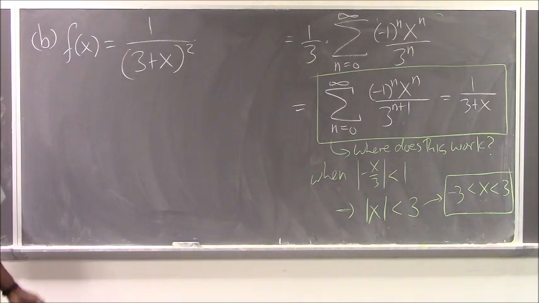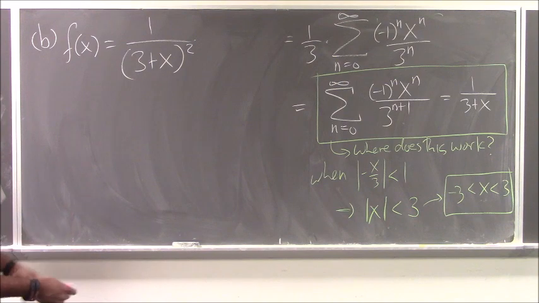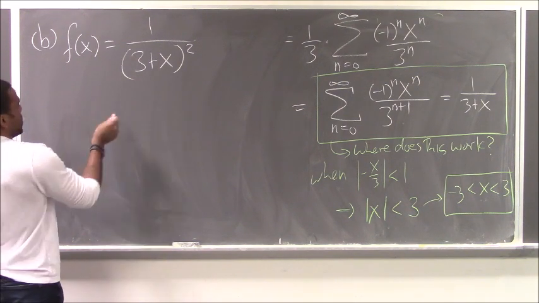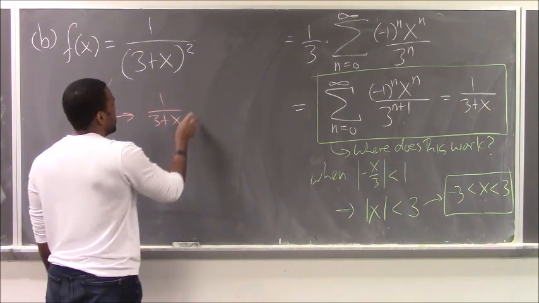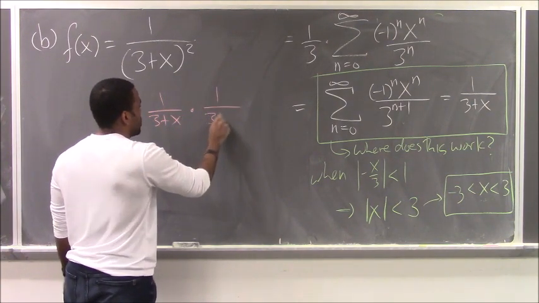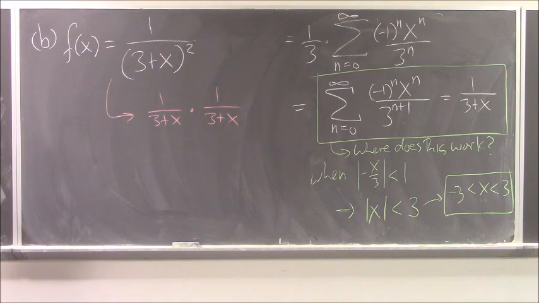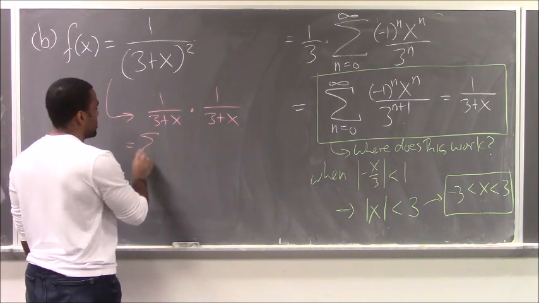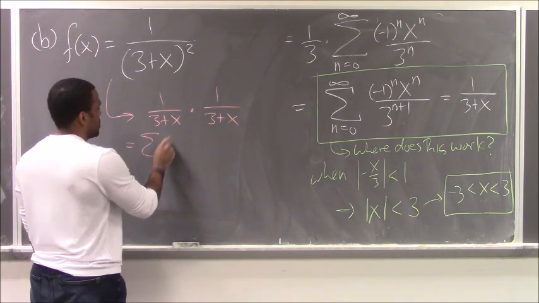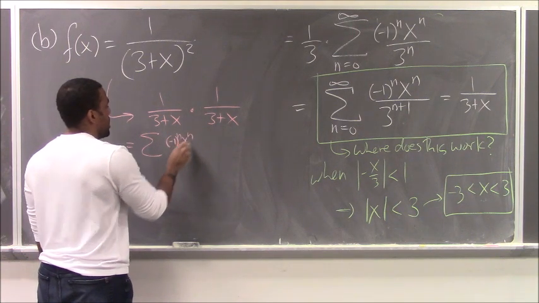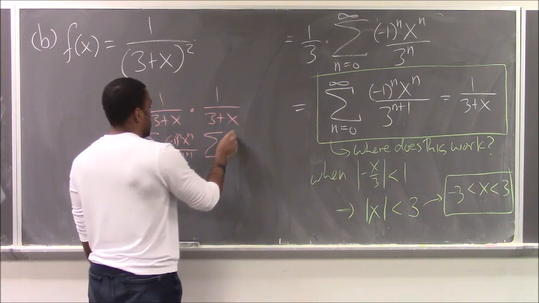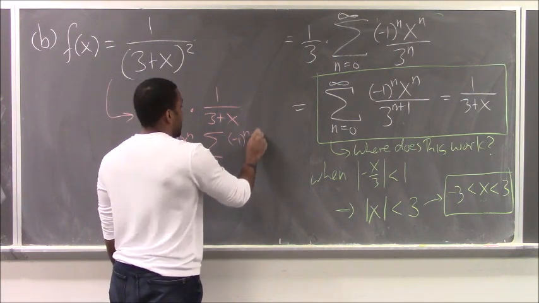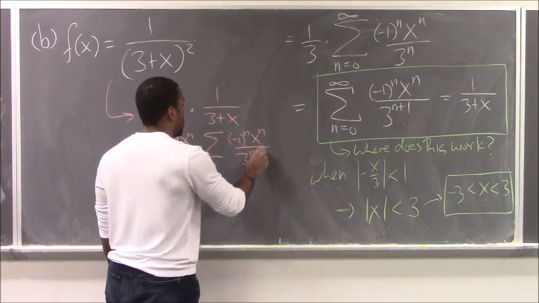So one way to look at this, probably the first guess for a lot of people, is to just square it. They would think of this as 1 over 3 plus x times 1 over 3 plus x. It's just the square of what I had before, and I know how to write each of these as a series. So this is minus 1 to the n, x to the n over 3 to the n plus 1, and this is minus 1 to the n, x to the n over 3 to the n plus 1.